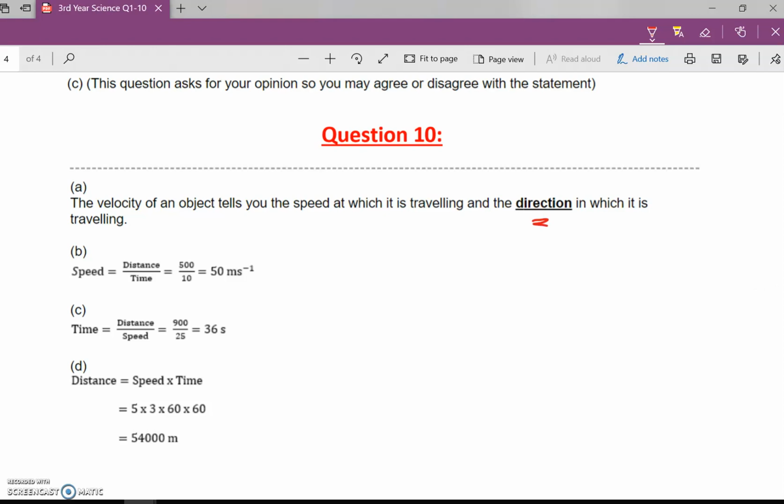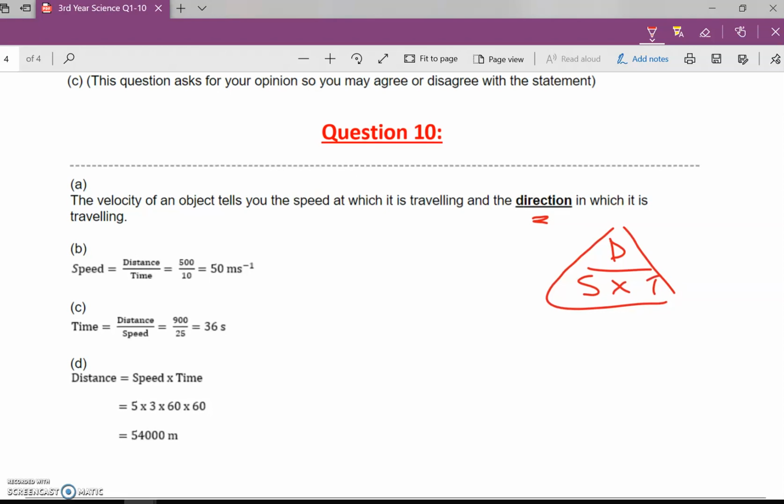Okay. Then you have the speed of the car that travels. So remember speed. So it's the distance, speed, and time triangle. If you want speed, it's distance over time. So in this case, it's 500 meters over 10 seconds. So 50 meters per second. You can write it like that as well.